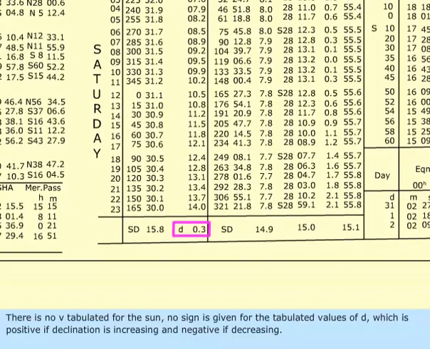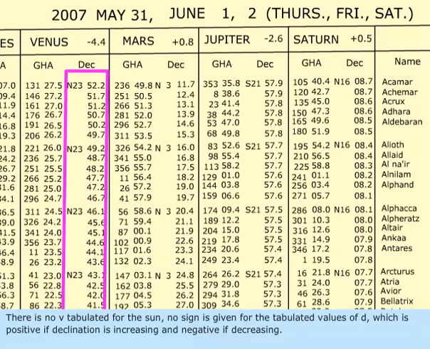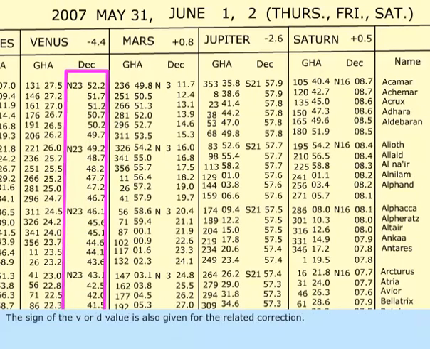No sign is given for the tabulated values of D, which is positive if declination is increasing and negative if decreasing. The sign of the V or D value is also given for the related correction.